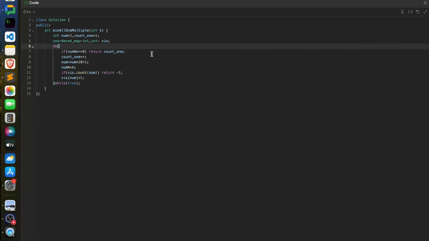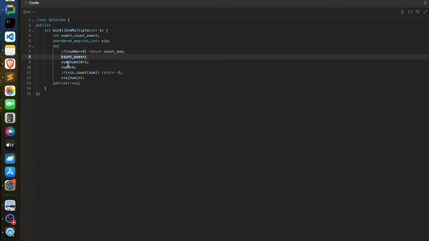Here is the code of the third problem. This code is exactly how I have explained in the explanation part. So this is your given integer k. You start with num equals 1 and count equals 1. Now this is your unordered set to keep track of all the visited remainders. So this is a do while loop. First check if the remainder of the current number with k is 0 or not. If the remainder is 0, just return count 1. Otherwise you append 1 at the end, right?